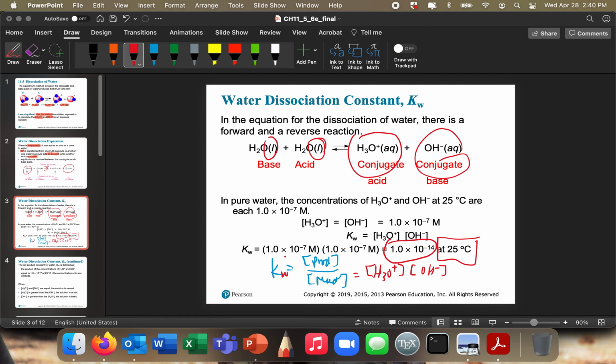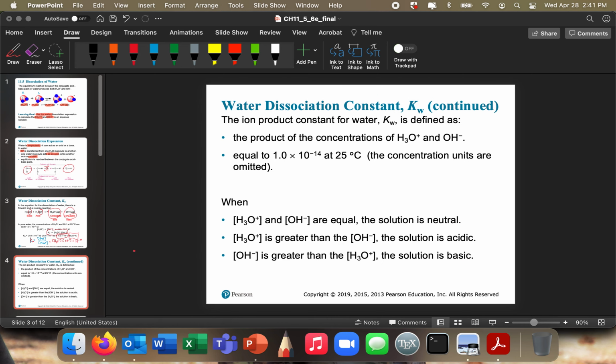This is a special case of the acid dissociation, so we're going to call it Kw. Kw is equal to the product of these two, and that's what I've got right here. Since this is 1 to 1, if this is 10 to the minus 14, that means that each of these is 10 to the minus 7. All right, so the ion product constant for water is defined as blank, the product of the concentrations. We've already got that. It's equal to blank.